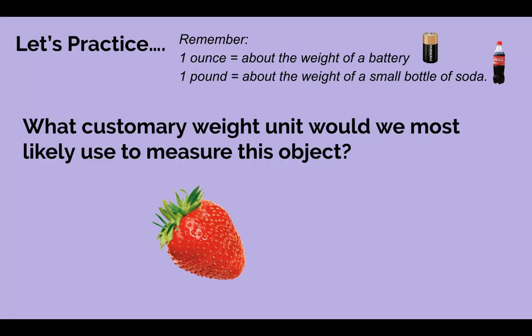Let's practice. Remember, 1 ounce is about the weight of a battery. 1 pound is about the weight of a small bottle of soda. What customary weight unit would we most likely use to measure this object? A strawberry. Would we use ounces or pounds? Correct answer is ounces.